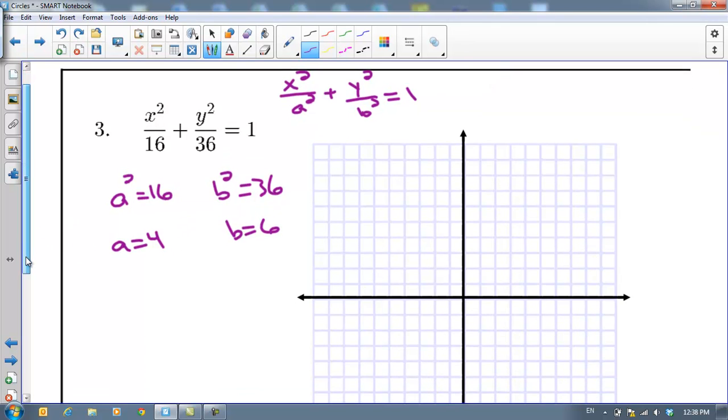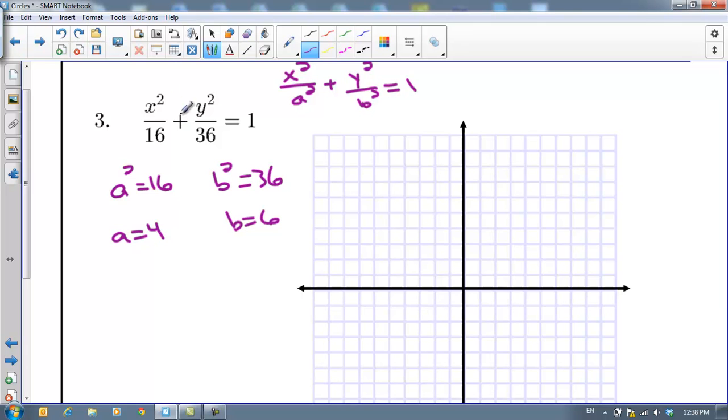All that means is I'm going to go from my center, which by the way we know is 0, 0 because we don't have a plus or minus in parentheses. I'm going to go right and left 4: 1, 2, 3, 4. 1, 2, 3, 4. So the number underneath the x squared, you just take the square root of that, and that tells you how far to go left and right. The number underneath the y squared, after you take the square root, tells you how far to go up or down. So 1, 2, 3, 4, 5, 6. 1, 2, 3, 4, 5, 6.